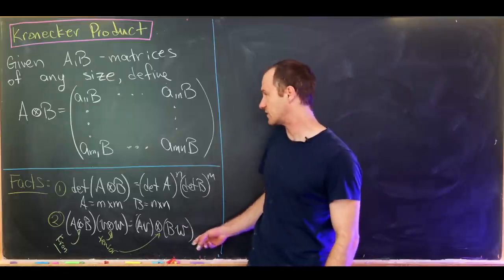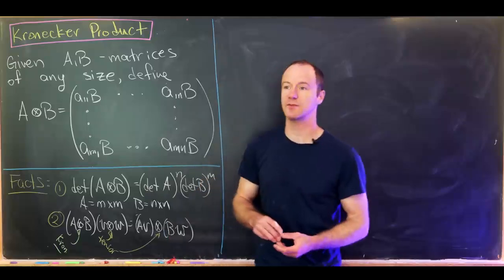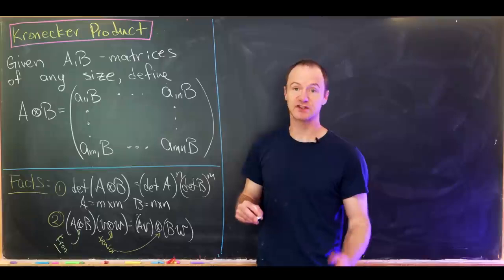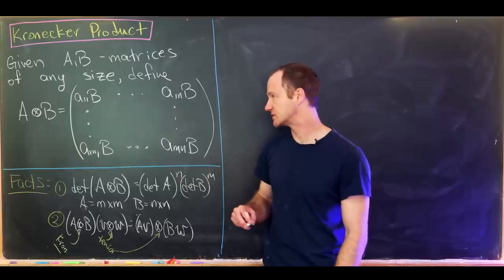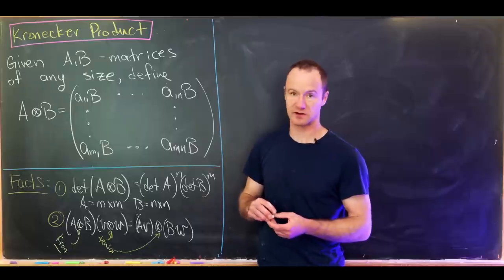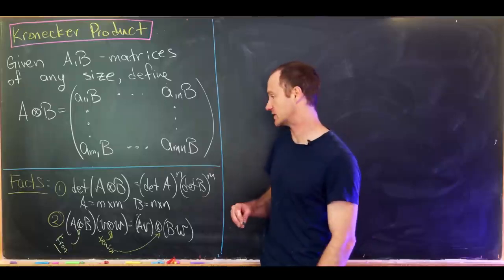So what this is saying down here is that this Kronecker product up here is the matrix version of the tensor product of two linear transformations. So maybe post in the comments if you'd like to see a whole video about the tensor product of linear transformations. I think that might be fun to make.